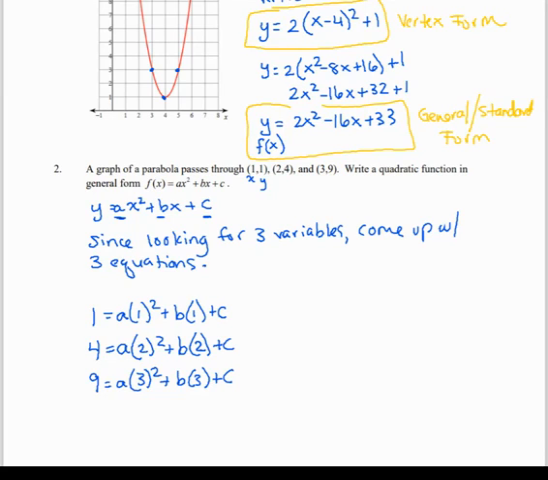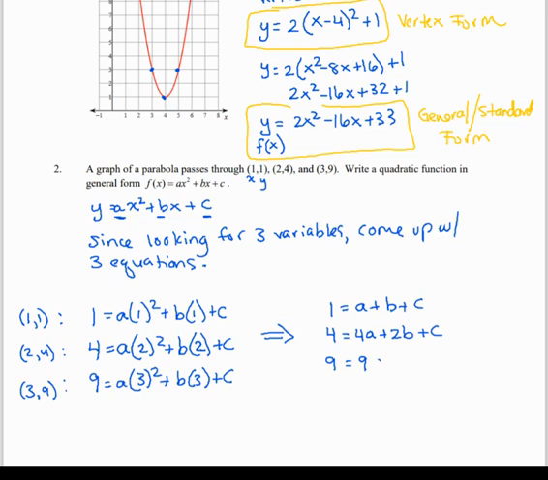And now we have 3 equations. Well, let's clean these up. Just for your notes, I'm going to jot down that that's where we used these ordered pairs to come up with these equations. So now I'm going to simplify that. All of those lead to the equation for the first one is 1 equals a plus b plus c. Our second one leads to 4 equals 4a plus 2b plus c. And our third equation leads to 9 equals 9a plus 3b plus c.